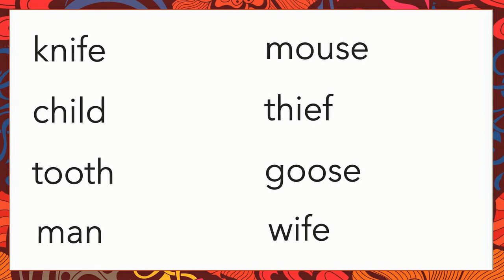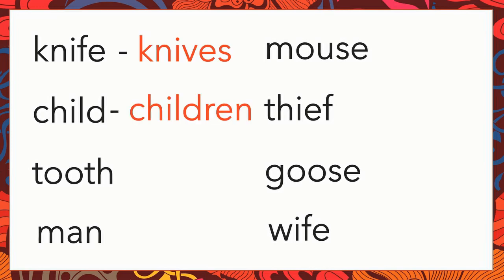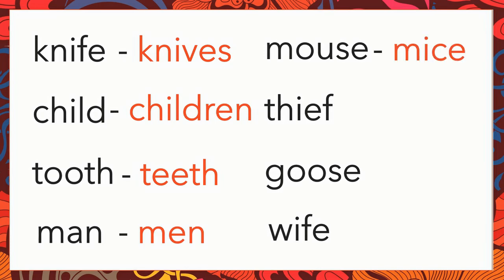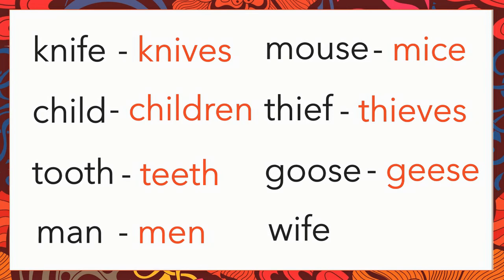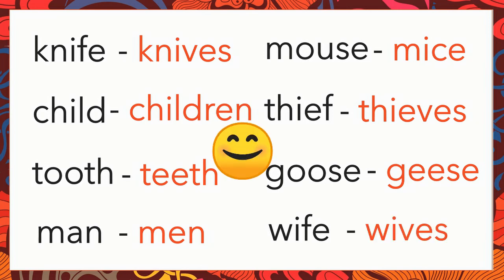I'm pretty sure you are familiar with these words already, so let's start with the easy ones, okay? Ready? Knife, knives. Child, children. Tooth, teeth. Man, men. Mouse, mice. Thief, thieves. Goose, geese. And wife, wives. Yay!